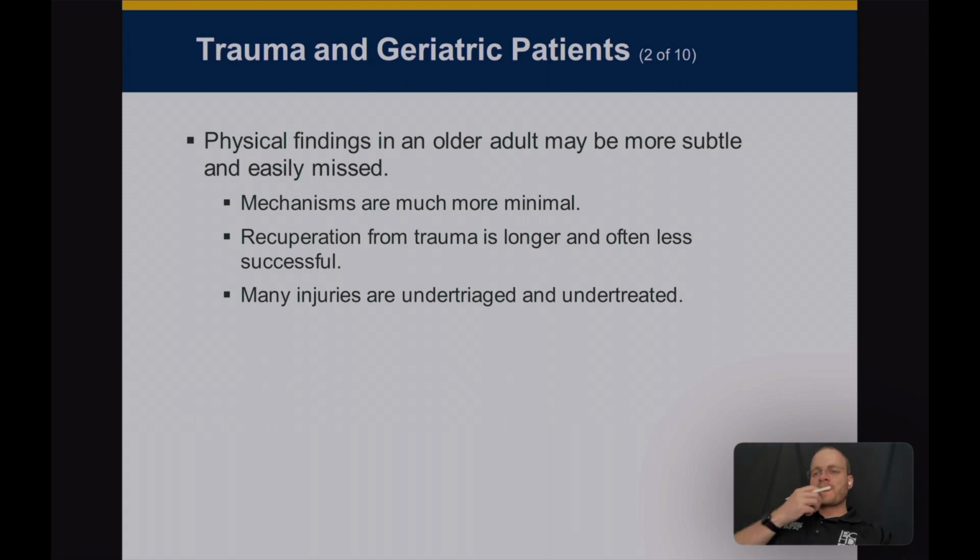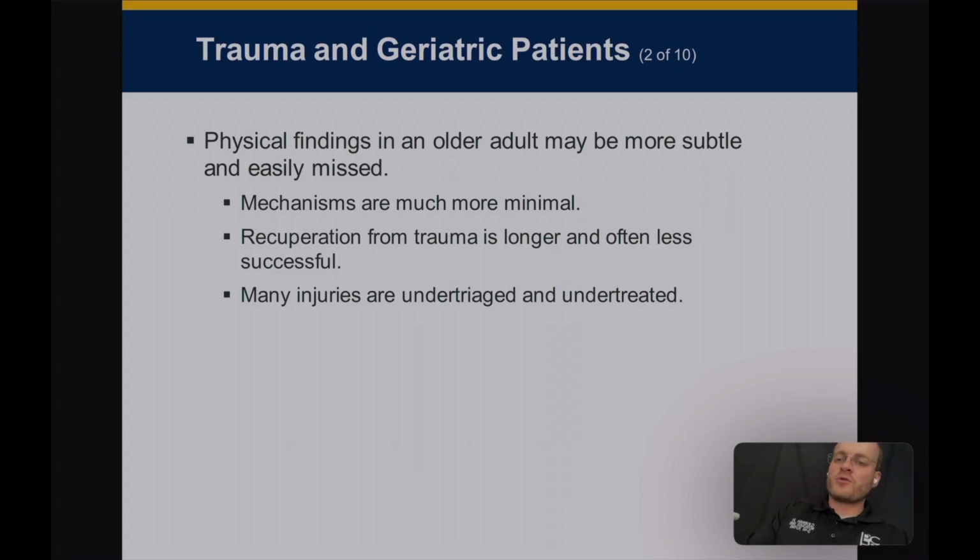So physical findings in an older adult may be more subtle and easily missed. This is where you really do have to pay attention, because again, they could have a broken hip and they just say it hurts, right? I've had that happen. Their hip was literally broken and they were walking somehow, just kind of limping. Again, it's just not as obvious sometimes with these older patients. And so the mechanisms of injury are much more minimal for your physical exam. The recuperation from trauma is longer and often less successful.